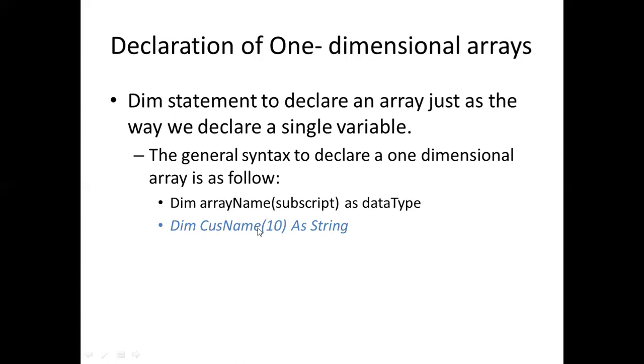So to say you are going to store 10 items as what? As strings. So you have your 10 items. They are the ones that we call subscripts. And you're going to store them as strings. So like this, you have now declared an array.